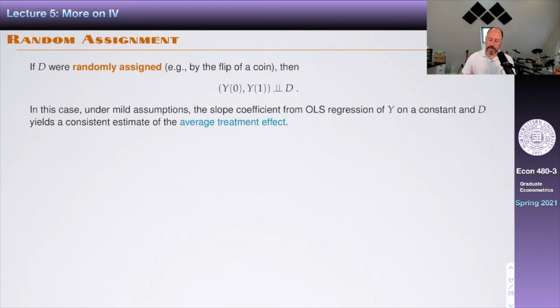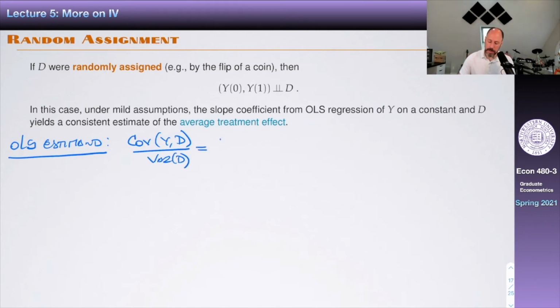Another way to paraphrase this is to say that the OLS estimate is the average treatment effect. Let's see that. The OLS estimate is the covariance of y and d divided by the variance of d. Then in your homework, you show that this is the expected value of y given d equals 1 minus the expected value of y given d equals 0. And then when d equals 1, y is just y1.